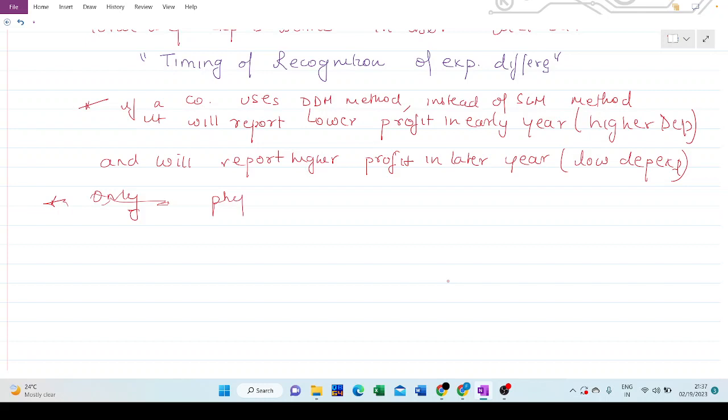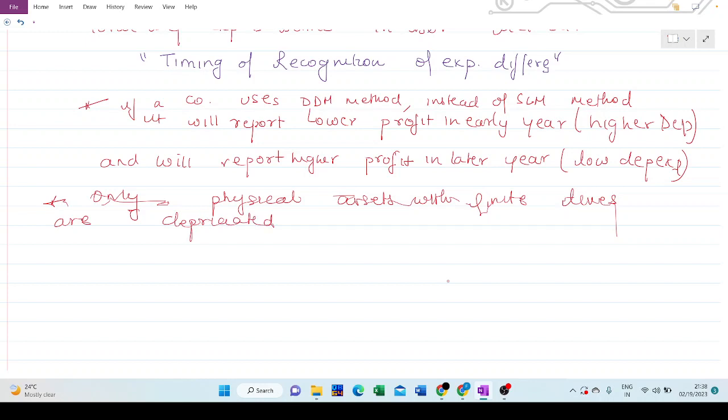Only physical assets with finite lives are depreciated. Physical assets with infinite lives are not depreciated.